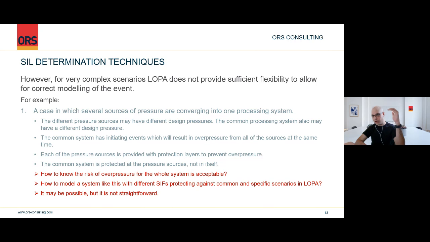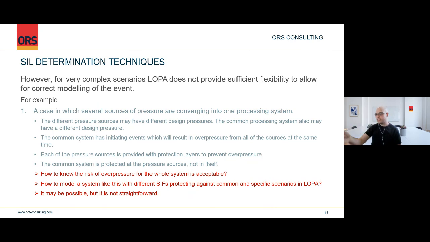You cannot do the LOPA of each one of these functions, because then you are missing the interactions between them, because they are sharing common initiating events that will put a demand on all of them at the same time. And if one of them fails, you will get overpressure of the system. So you would need to do the LOPA of all these functions at the same time, if you were to do it with LOPA. And I don't know how you would do it. I guess you can make a custom worksheet work for you, but it's not the way to go. That's going to be way too difficult.